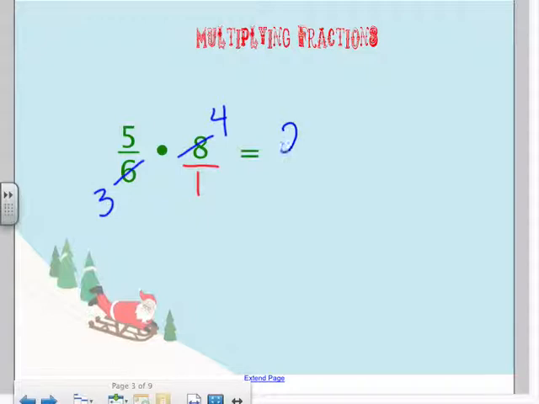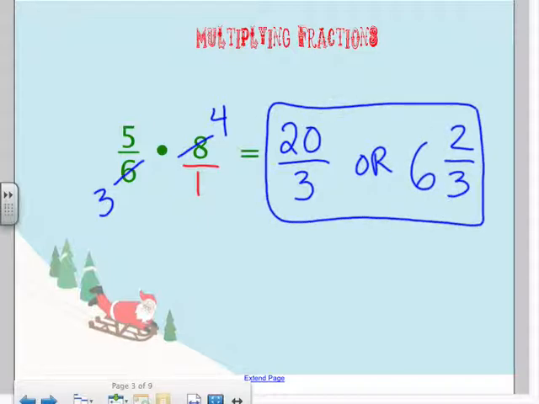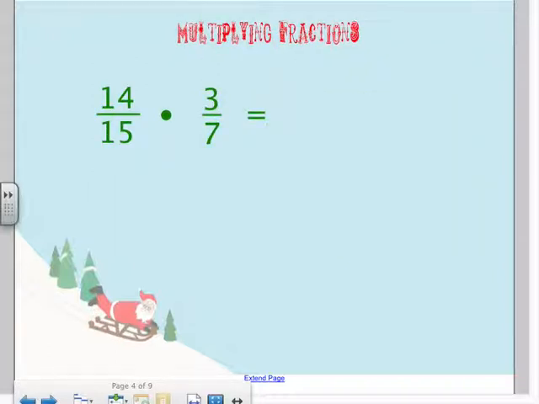And I go 5 times 4 is 20. 3 times 1 is 3. And that's my answer. Okay? You can leave it like that. That's completely fine. If you're someone who likes to turn it into a mixed number, you can. That would be 6 2/3. So go ahead, pause it, try this one on your own, and then hit play to see if you got the right answer. Make sure you simplify.